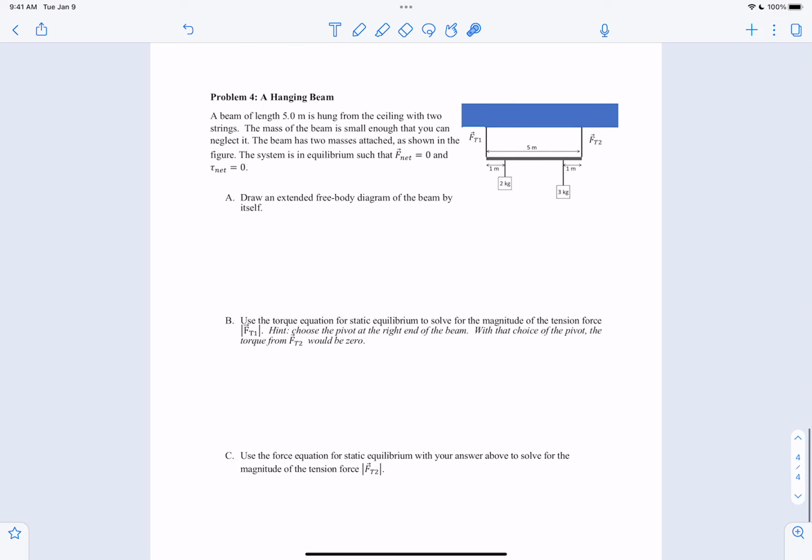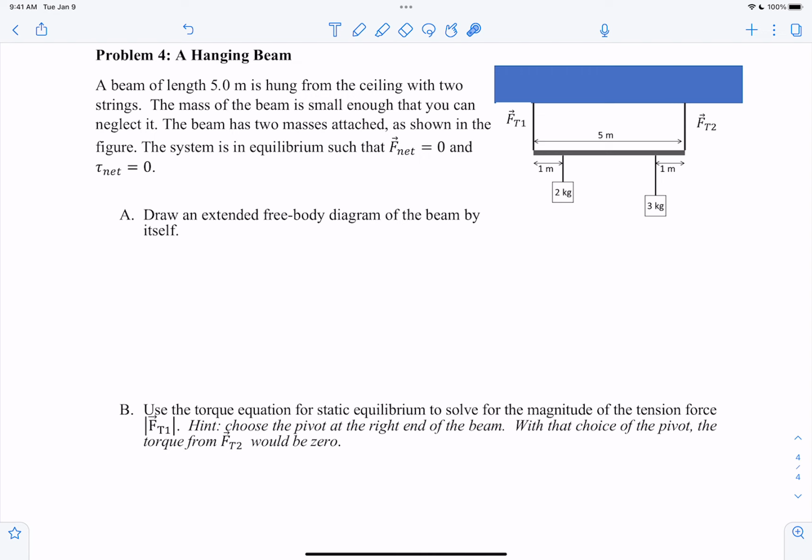So this was a beam of length 5 meters hung from the ceiling with 2 strings, okay? And the mass of the beam is small enough that you can neglect it. The beam has 2 masses attached as shown in the figure, and the system is in equilibrium such that F_net is equal to 0 and T_net is equal to 0, right? That's not bad. They want us to draw an extended free body diagram. So we have one like this.